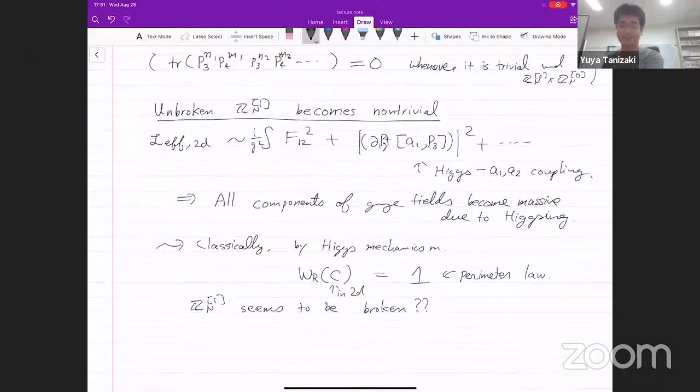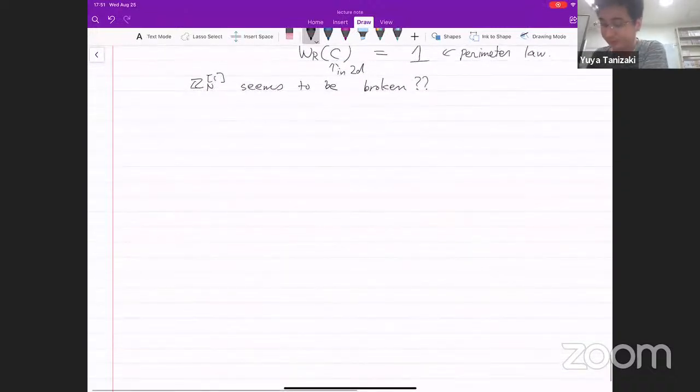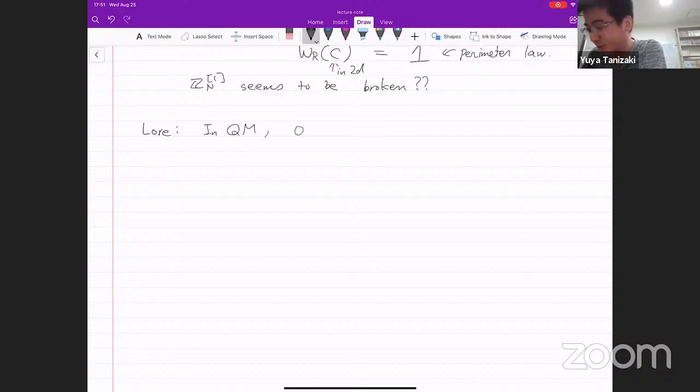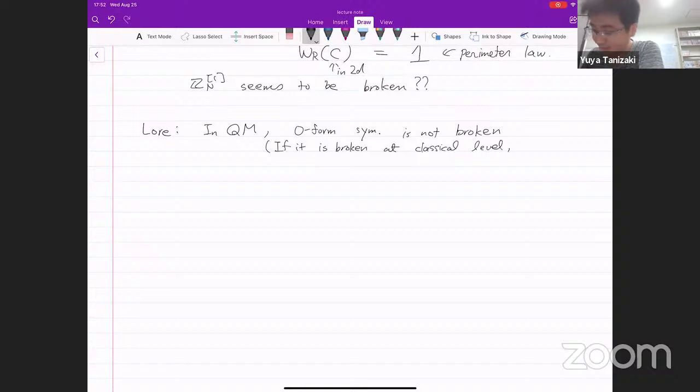So it seems that Z_N one-form symmetry seems to be broken at the classical level. There is some rule that, for example, in quantum mechanics, zero-form symmetry cannot be broken. Or even if it is broken at the classical level, then instanton or semi-classical calculation should be performed, and it says that at the quantum level, symmetry is restored.